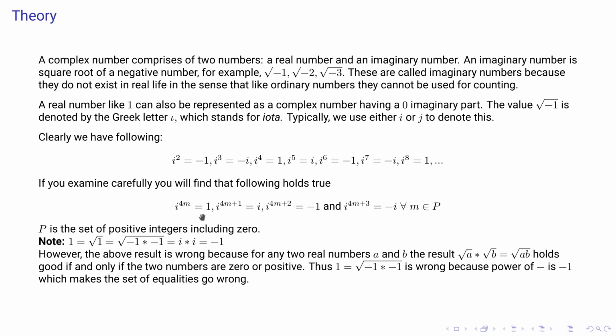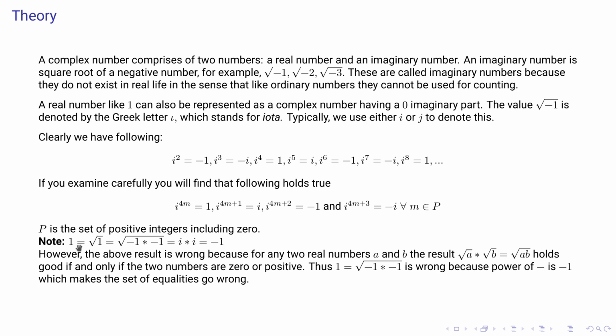That is, i to the power 4m will be 1, 4m plus 1 will be i, 4m plus 2 will be -1, and 4m plus 3 would be -i, where m is in the set of P. Here P represents positive integers, including 0.